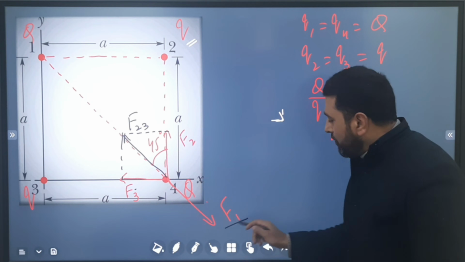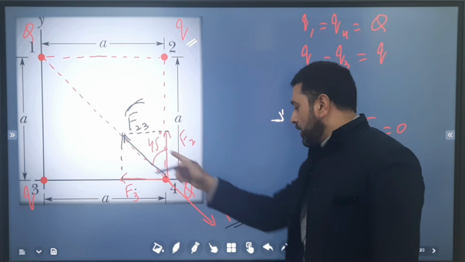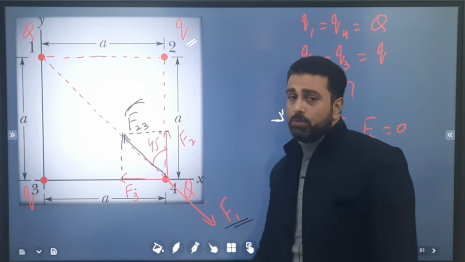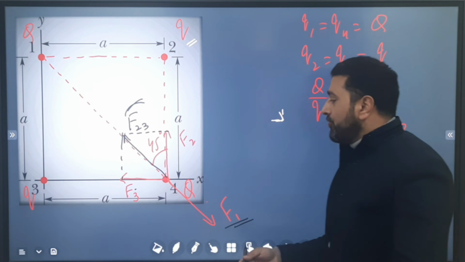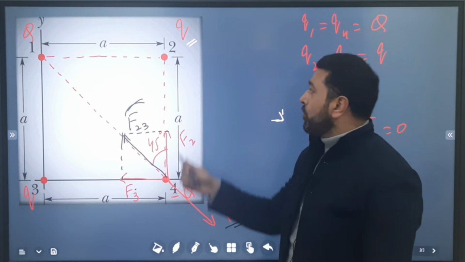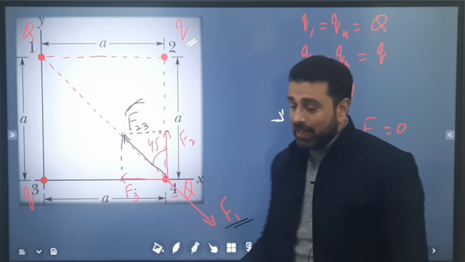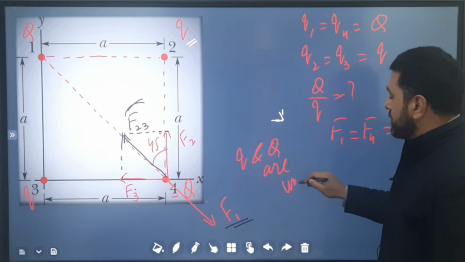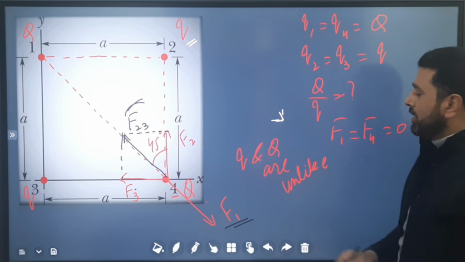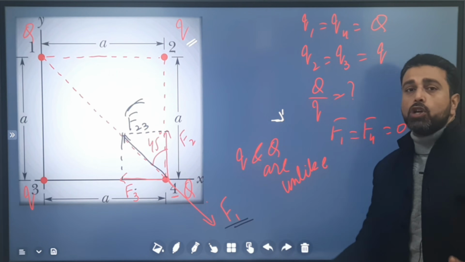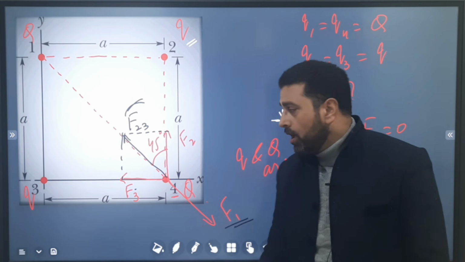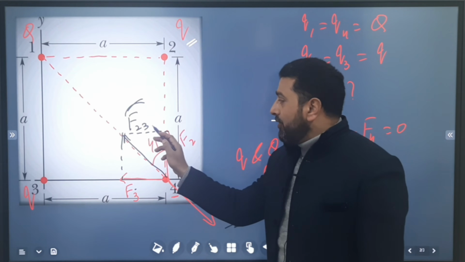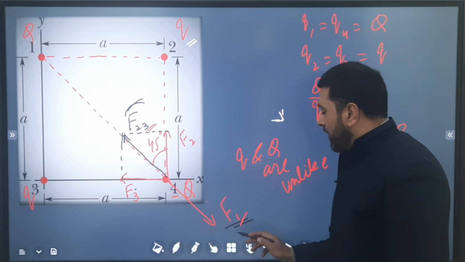Now you can clearly see F1 and F23 are in opposite directions, so they can cancel out. If the magnitudes are same, net force will be 0. So the first condition for net force to be 0 on particle 4 must be that small q and capital Q are unlike charges. One of them is positive, the other one is negative. Then only net force can be 0. And magnitude wise, F23 must be same as F1.